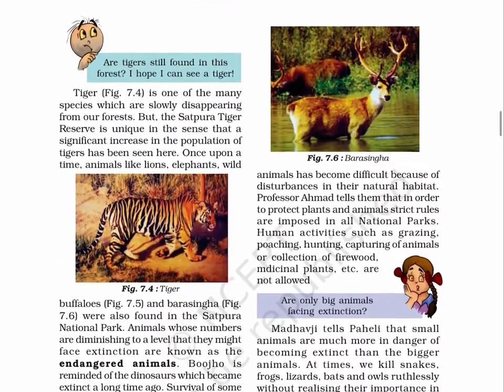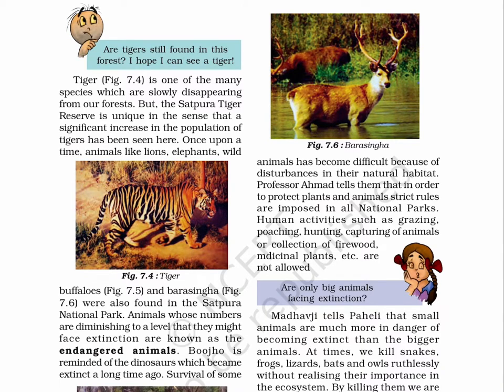Are tigers still found in this forest? I hope I can see a tiger. Tiger, as shown in figure 7.4, is one of the many species which are slowly disappearing from our forests. But the Satpura Tiger Reserve is unique in the sense that a significant increase in the population of tigers has been seen here. In figure 7.4, we can see an image of a tiger.